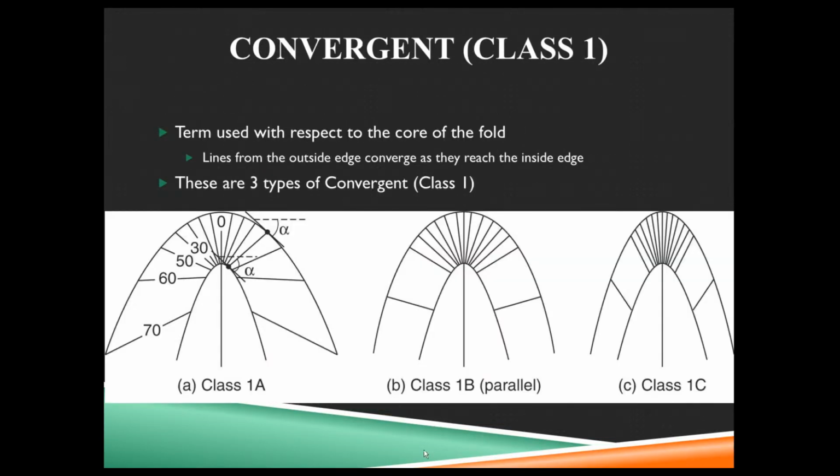These are all convergent because the lines are closer together on the inside of the fold than they are on the outside of the fold. You notice here, here they're extremely closer together. Here they're mildly close together. This one has a sub-description of parallel, but it's still part of the convergent, not the overall parallel. So this is Class 1A, Class 1B, and Class 1C. All Class 1 meaning convergent.